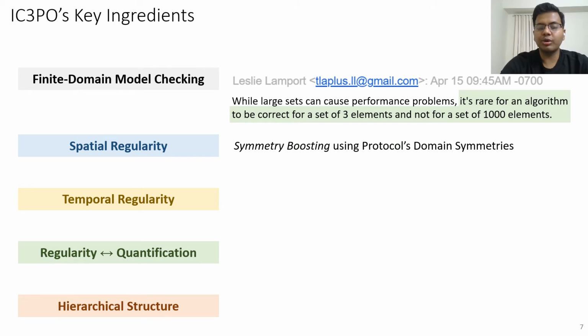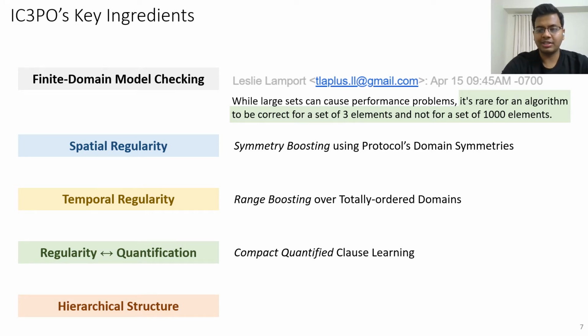IC3PO uses the protocol's inherent spatial regularity to perform scalable verification through symmetry-aware clause boosting. We further extended IC3PO to understand temporal regularity in a distributed protocol through range boosting over totally ordered domains, and also to relate these different kinds of regularities with quantification to learn compact quantified clauses. IC3PO now can also use the hierarchy in the specification to scale to complex distributed protocols like Paxos. I will talk about each of these concepts in detail.